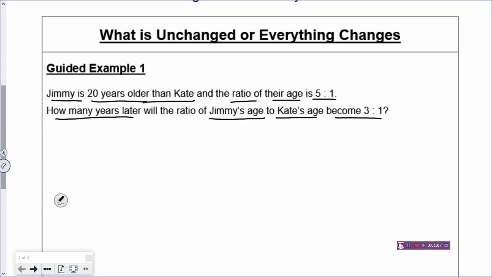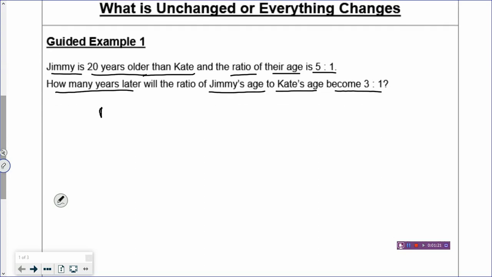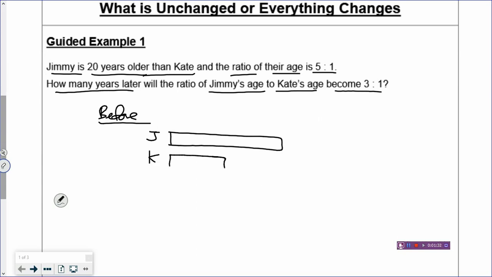Whenever there's an age-related problem, the age difference is always unchanged. So you have to remember that. When there's an age problem, the age difference is unchanged. So how do we draw the model? Let's draw the before model. Jimmy is 20 years older than Katie, and that is the age difference. No matter how many years later, Jimmy will always be 20 years older, right?